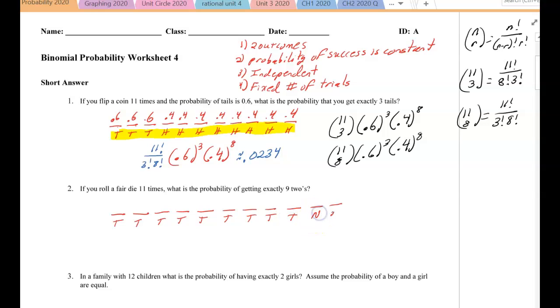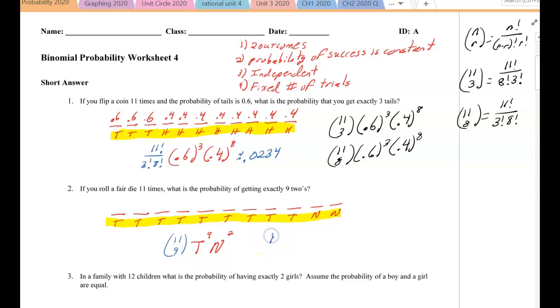So I'm going to use N for no 2s. So that would be, and some people like to write it this way, 2 to the 9, or T to the 9, and then N squared. But then remember, you need the coefficient in front. So how many ways can you rearrange those letters? I'm going to say 11 choose 9.